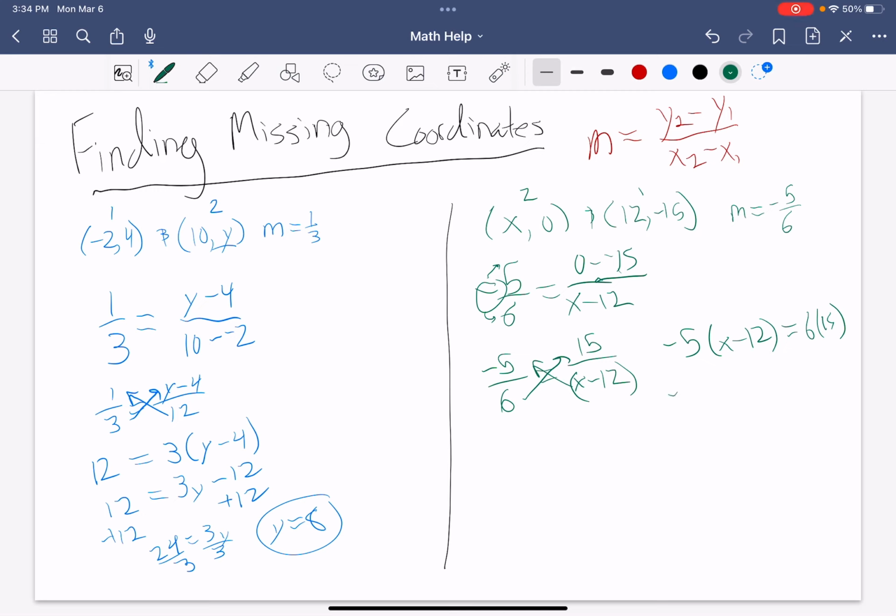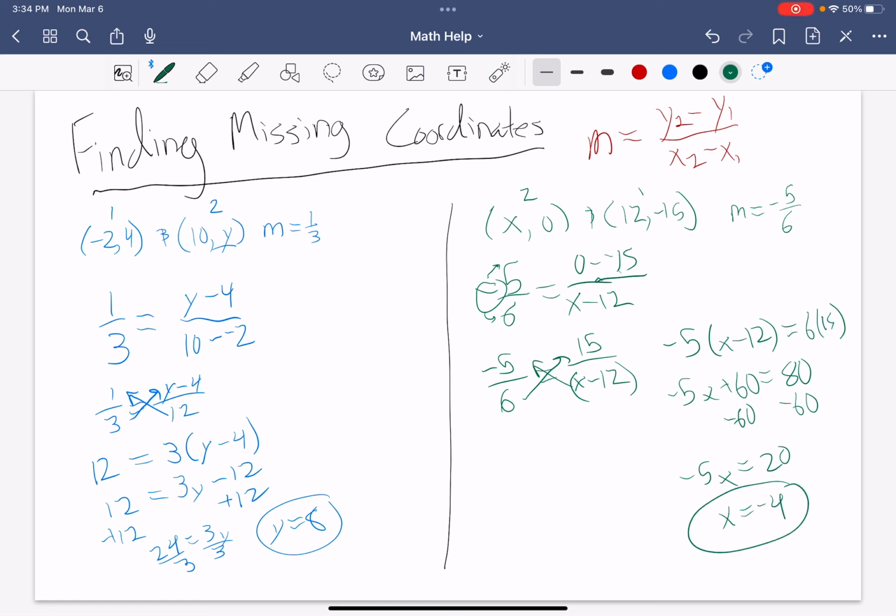So that's -5x plus 60 is equal to 90. Subtract 60 from both sides. -5x is equal to 30. Divide by -5. X will equal -6.